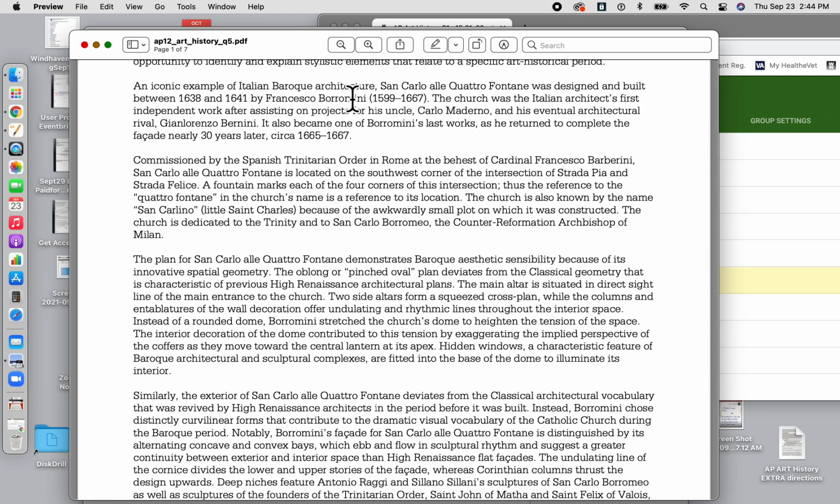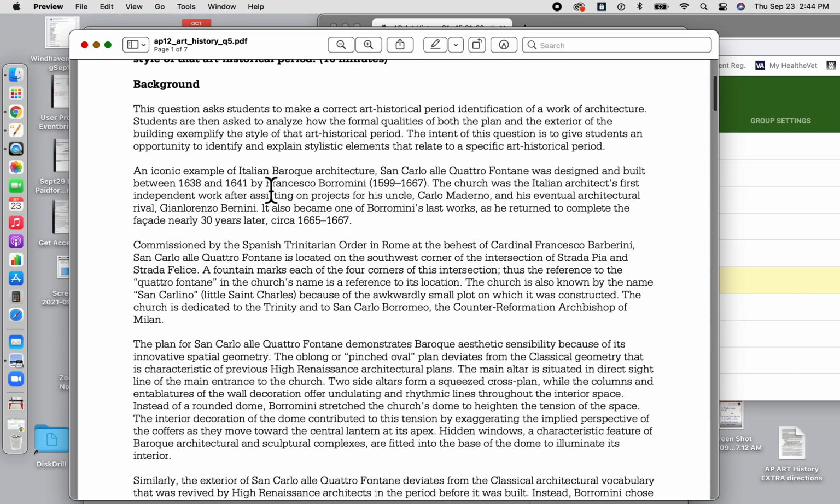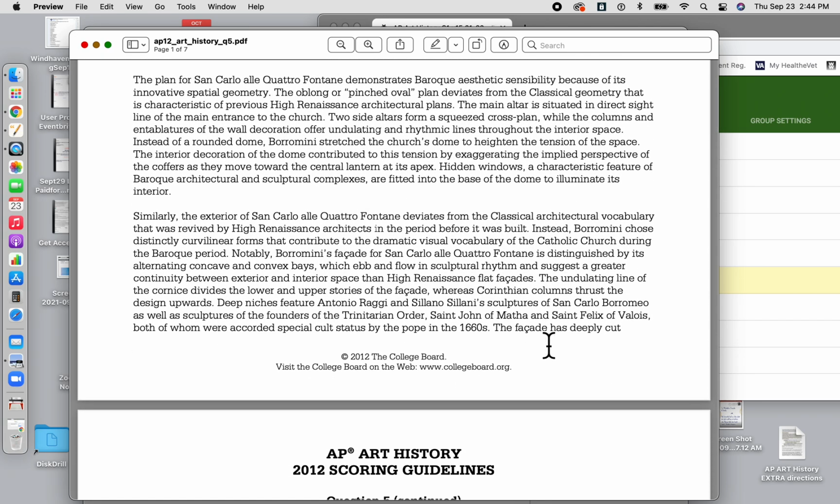It's an iconic example of your Italian Baroque architecture. So what does it mean by that? It means that it is the exemplifier. It's the best example of this type of architecture, of all the other ones that might have come behind it. It's interesting that it was the first one he started, but it was also the last one to complete. So it's sort of fun that way, but you don't need to know that one.